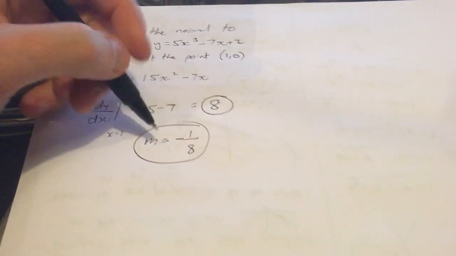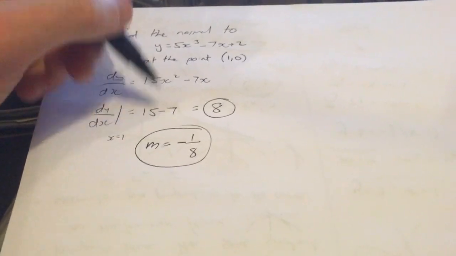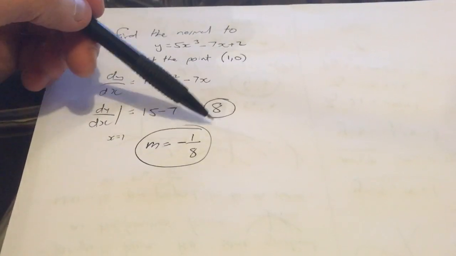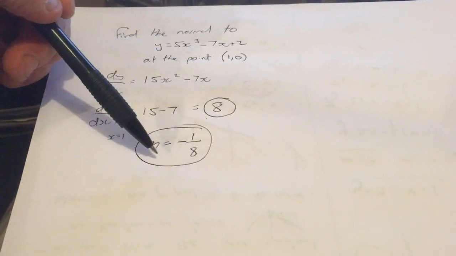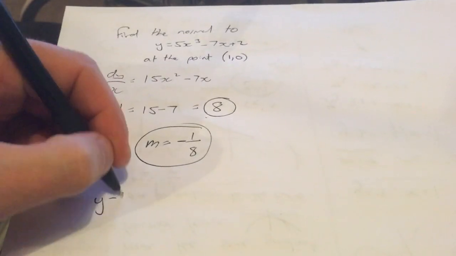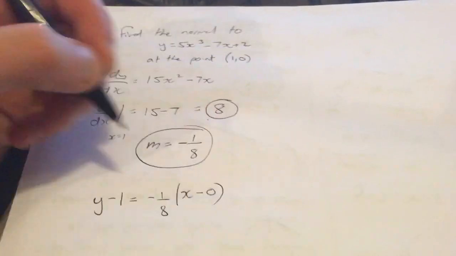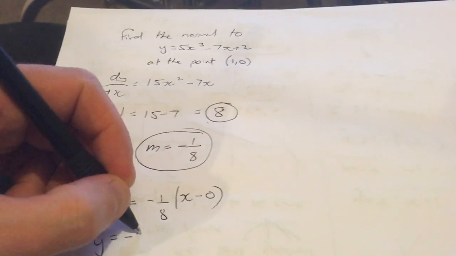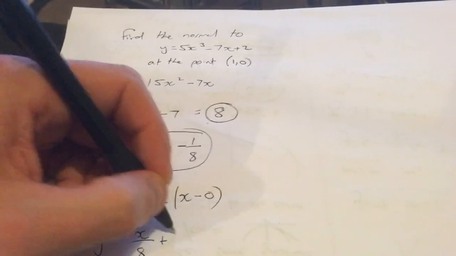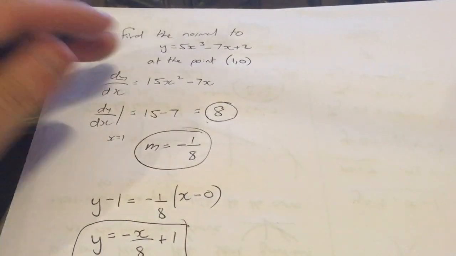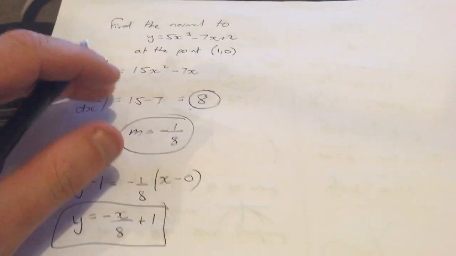So let the examiner know that you know the difference between a tangent and a normal, and that you know the normal gradient is perpendicular to the tangent gradient. And then we can use our point. So y minus 1 equals minus an eighth, x takes 0, so we get y equals minus x over 8 plus 1. Cool. Right, what have we got next?